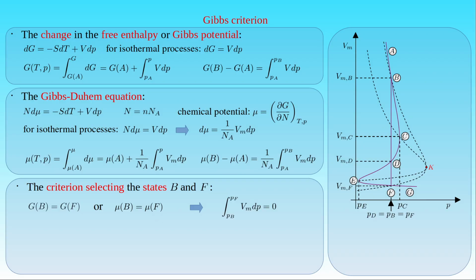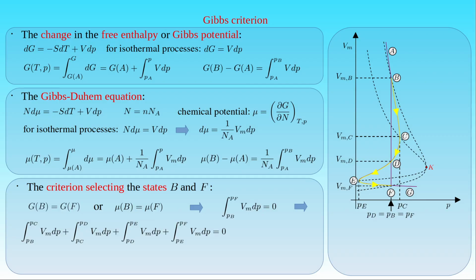The figure shows that the system evolving along the van der Waals isotherm between the boundary states of the phase transition must pass through the states C, D, and E. As a result, we can break up the vanishing integral from the state B to the state F into the integrals between the state B and the state C, between the state C and the state D, between the state D and the state E, and between the state E and the state F.